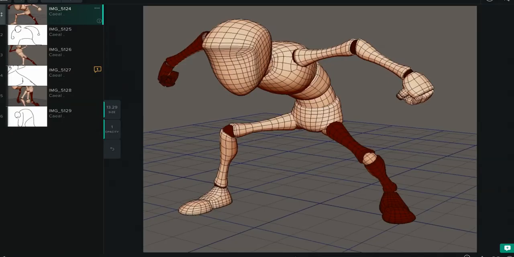Hey Steven, so I took a look at your stick figures and your 3D pose. You did a really good job for a first assignment 3D animation student. I was very surprised. Yeah, everything looks really spot on, very good.